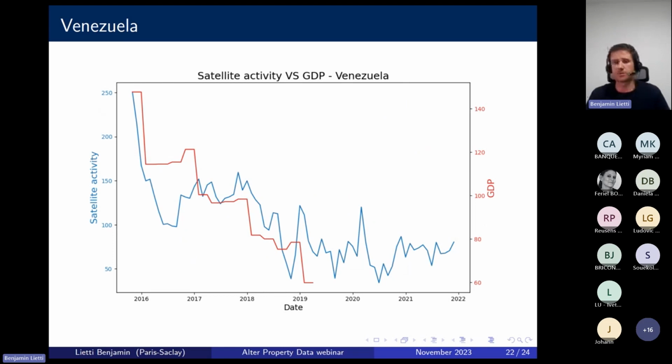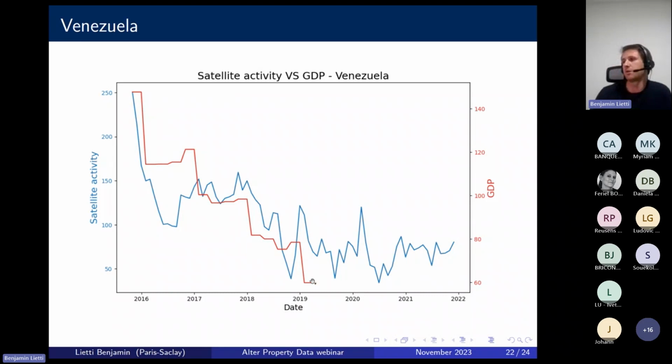And finally, we also tried to look at a South American country, Venezuela. And what we did is that we plotted on this graph, the blue line is still our satellite activity, and the red line is the Venezuelan GDP according to the Central Bank of Venezuela. And what we can see is that the cement plant activity tends to follow closely the evolution of the GDP.